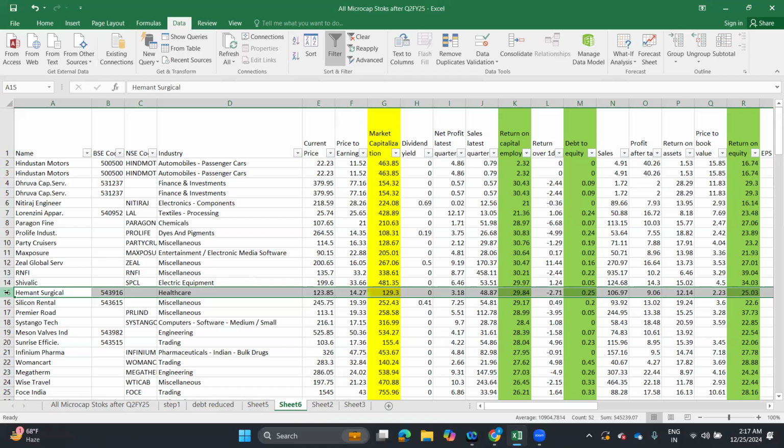So that is it in this particular video. I'm not extending it too much, and in the next video I will show you another very interesting technique of shortlisting the stock.